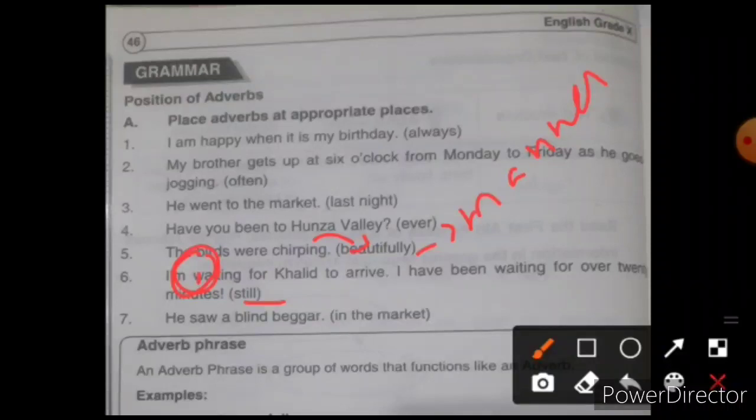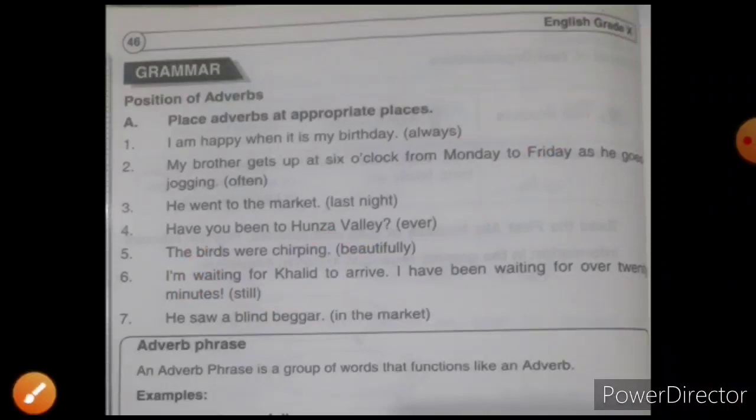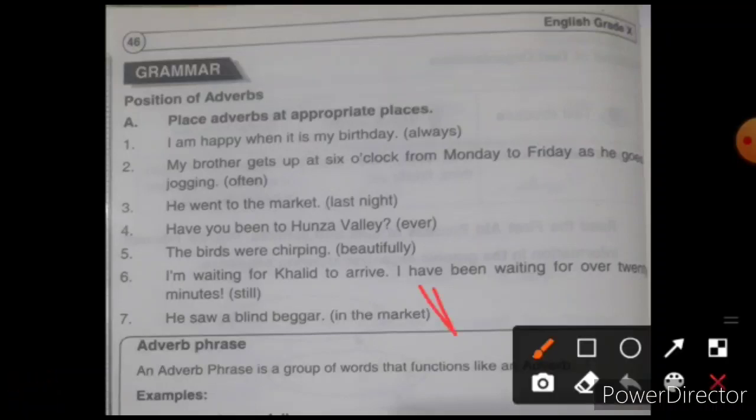Then the next one, the last one, is he saw a blind beggar in the market. Now this shows that this is an adverb of place over here, and automatically this phrase will come at the end of it.